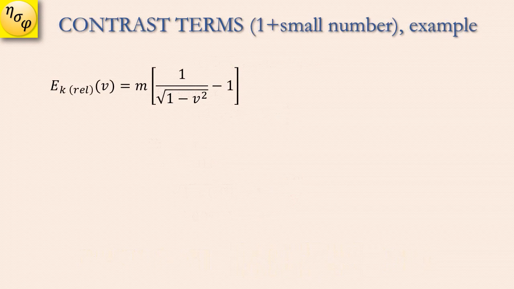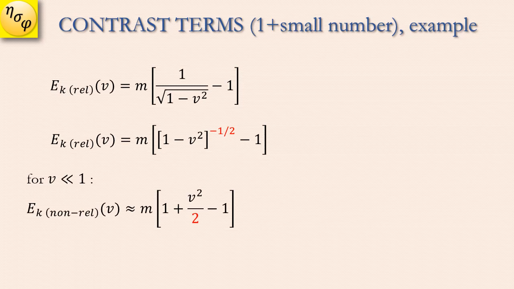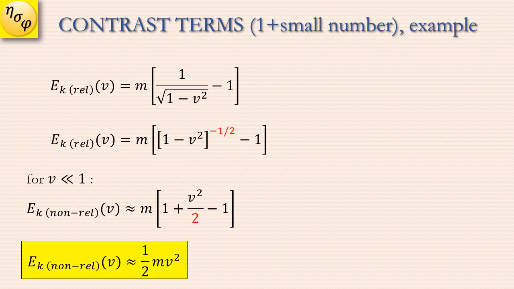A real example in physics is kinetic energy. The formula shows relativistic kinetic energy as a function of speed of particle. We assume that the speed of light equals 1. We can then rewrite the equation into exponent form. For v less than 1, we can approximate the second term in the bracket into v squared divided by 2. And the final result is the non-relativistic kinetic energy formula that is familiar to us, that is half mv squared.